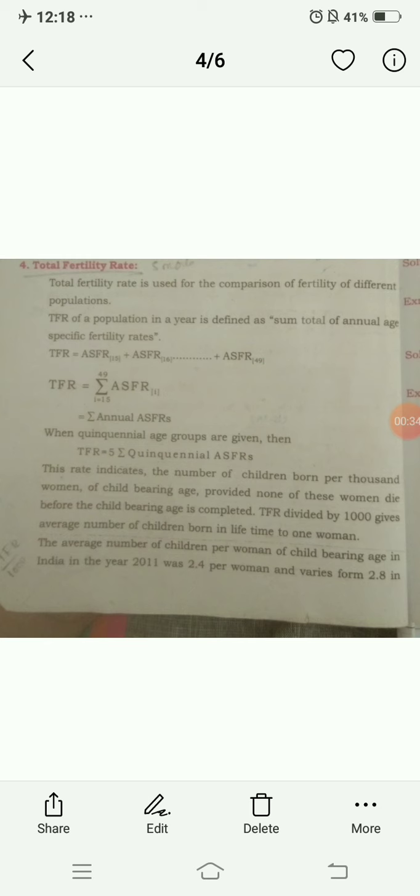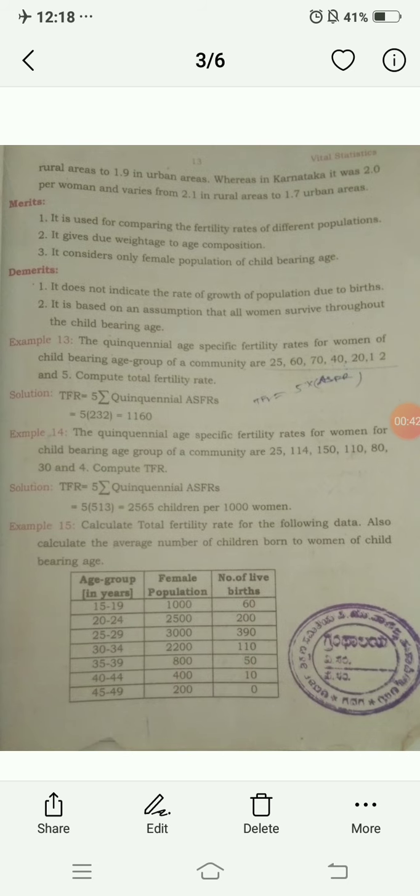Now we will explain the merits and demerits of TFR. First, it is used for comparing the fertility rates of different populations. For example, we consider the populations of different cities, to see how much the population is increasing in different areas per 1000 women. Here we consider two cities, Hubli and Gadag. We can easily compare the population growth rate of the two cities by using the total fertility rate.